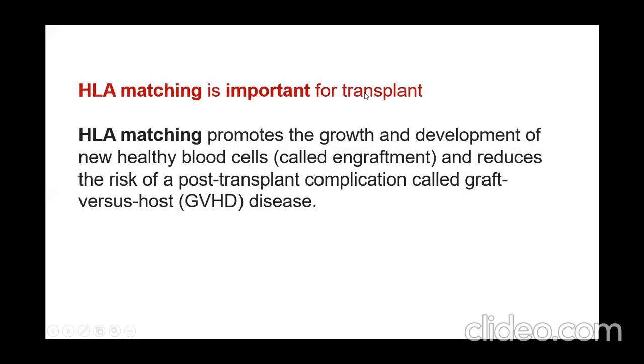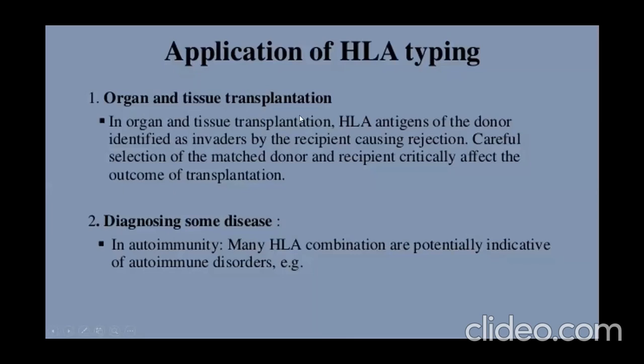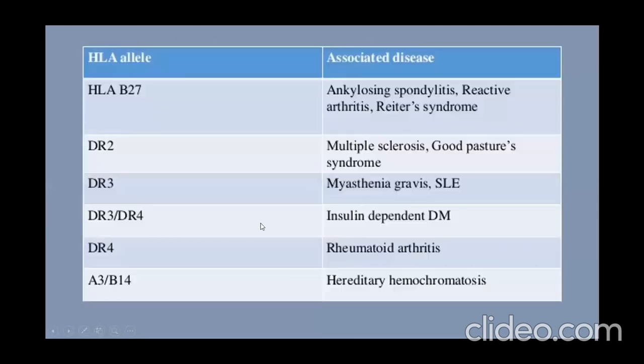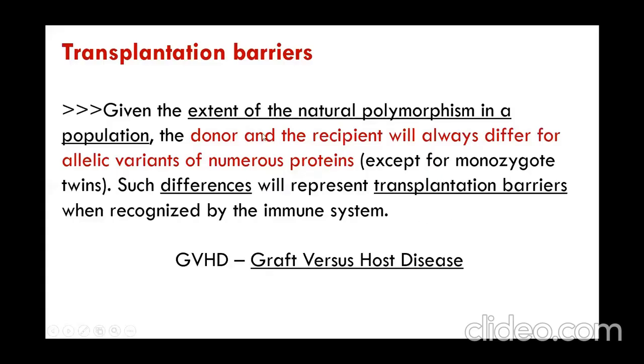HLA matching is really important. HLA matching promotes the growth and development of new healthy blood cells, that is called engraftment, we will see, and it reduces the risk of post-transplantation complications. After that, there's one more process called graft versus host disease that we will see in the next classes. In terms of application, organ and tissue transplantation, you can use HLA for diagnosis also. In terms of the specific alleles, they have specific corresponding associated diseases. We will go into that.